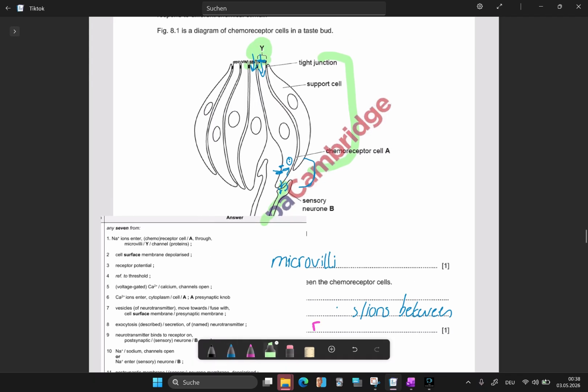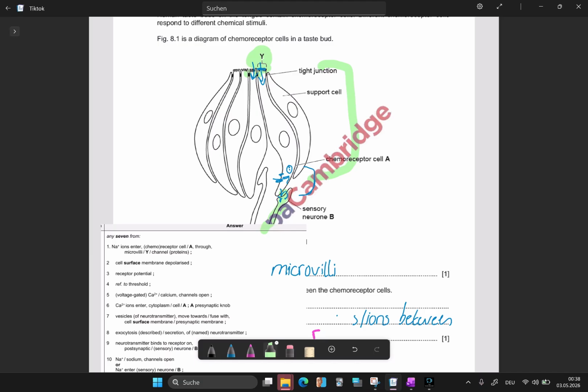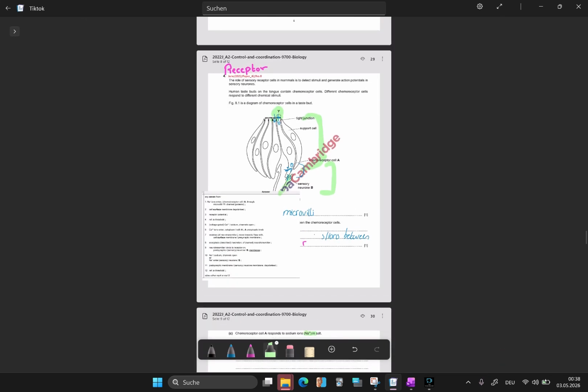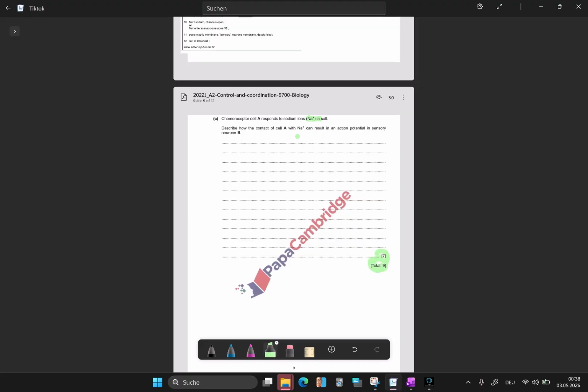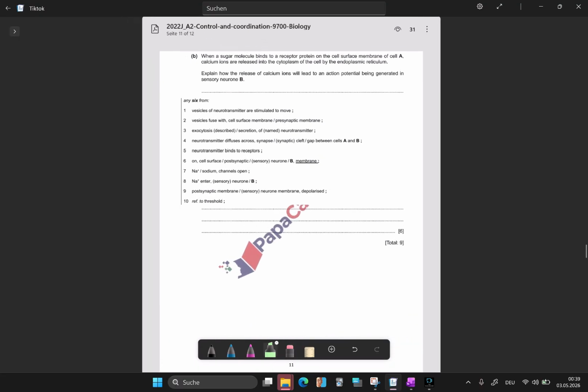Essentially, when he asks about the chemoreceptor, you just describe the first part about the sodium and then the part about the synapse. It's very easy. Some students forget to memorize this and they end up losing marks, but it usually comes with 7 marks, and it's a very easy 7 marker.